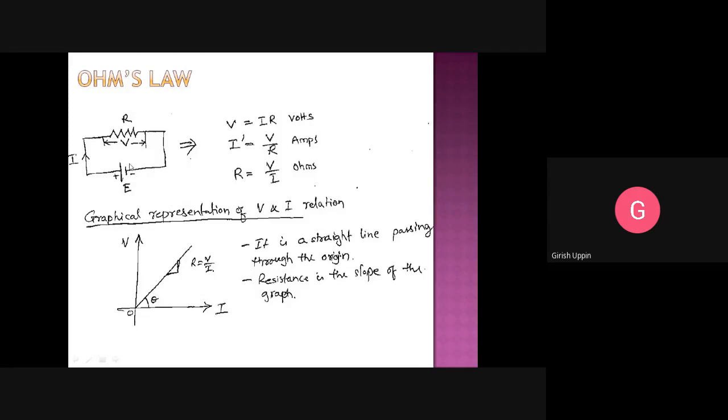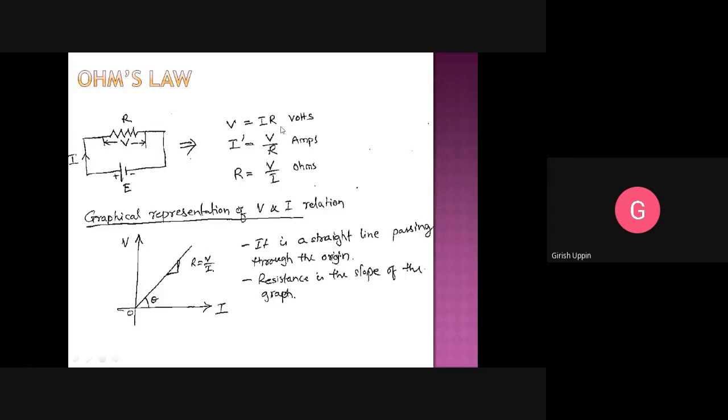If we apply Ohm's law here, we can apply it to this particular resistor. What is the voltage across the resistor? V is the voltage across the resistor, I is the current flowing through the resistor, and R is the resistance of this resistor. Applying Ohm's law, we get V is equal to I into R, or we can say I is equal to V divided by R, or R is equal to V divided by I. These are just different flavors of the same V is equal to IR formula.